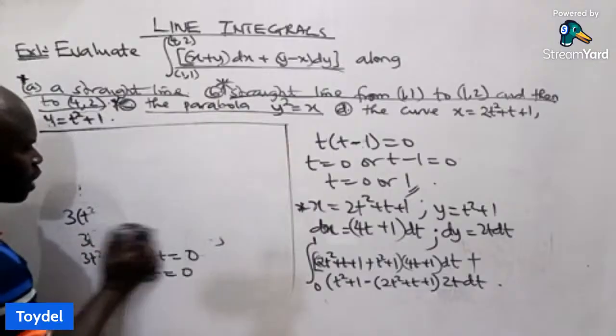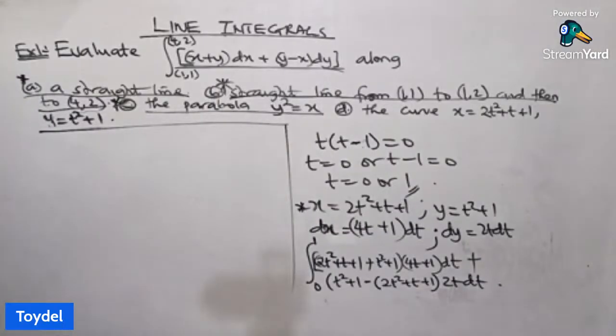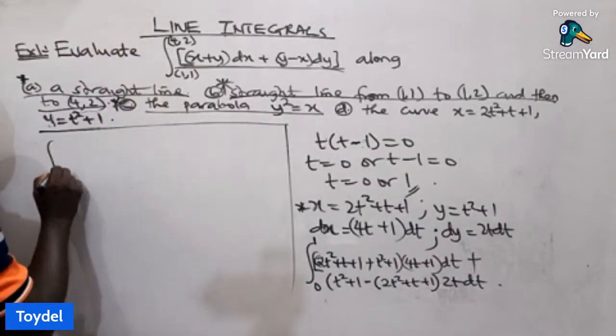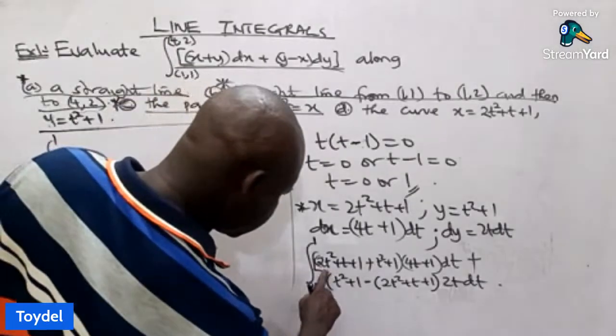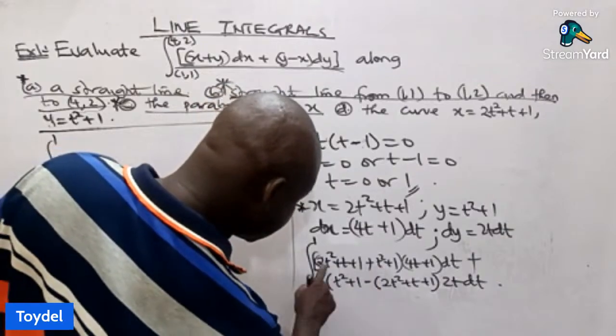So we are going to expand what we have there. So we have integral from 0 to 1. Here, 2t plus 2t squared plus t squared.